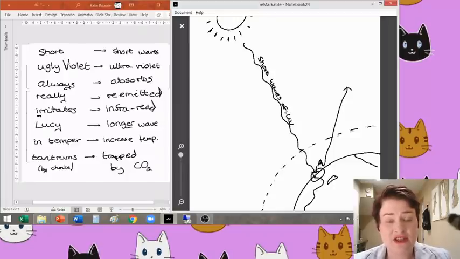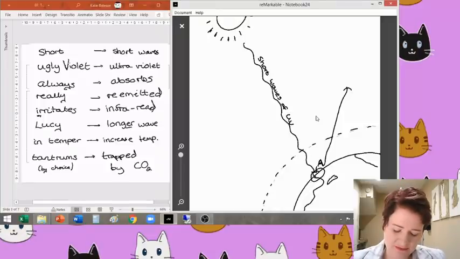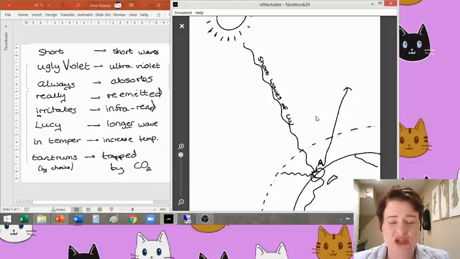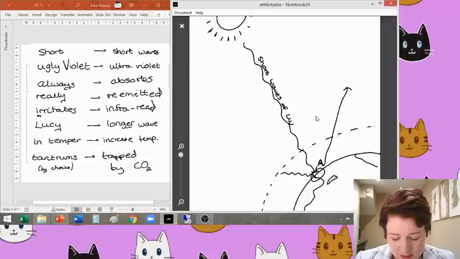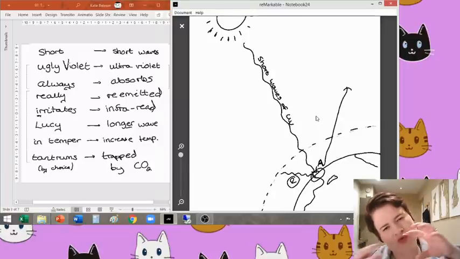Now, some of it has enough energy to actually exit the atmosphere, just like this one shown here. However, some of those waves are traveling too slowly to exit the atmosphere. So some of the waves that are re-emitted do not have enough energy to get out of the atmosphere. They are re-emitted as infrared radiation. So the irritates bit, that's where that is. It's re-emitted as infrared radiation, which is of a longer wavelength than it was previously, because it's slowed down a little bit and kind of stretched out.